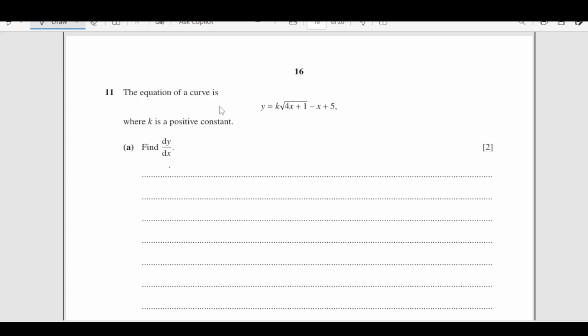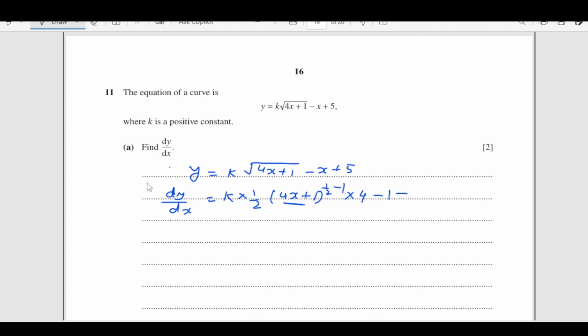Question 11, we have this curve here and we want to find the derivative of this. k is a positive constant. So let me rewrite: y is equal to k square root of 4x plus 1 minus x plus 5. Differentiating, we have dy over dx. k is a constant, and as this is a square root, the half will come over here, then 4x plus 1 power half, then minus 1 the derivative, and then we will take this 4 over here, the derivative of 4x by the chain rule, then minus 1 plus 0.